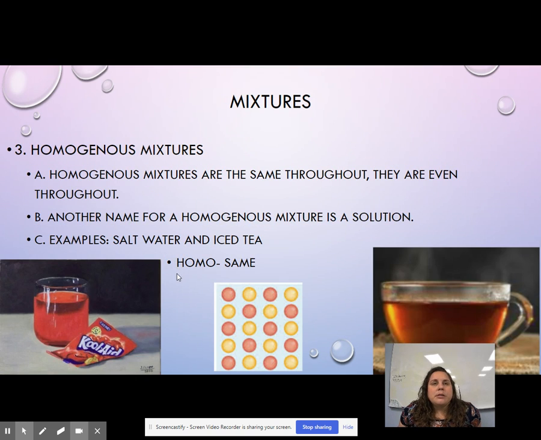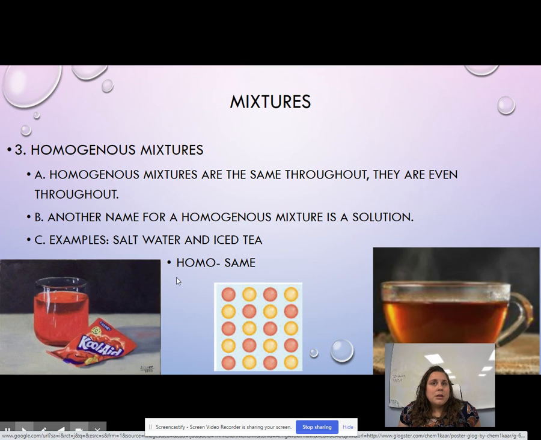First, we have homogeneous mixtures. Homogeneous mixtures are the same throughout. They're even throughout. You cannot tell the different pieces. Another name for a homogeneous mixture is a solution. So we have examples of salt water and iced tea. Kool-Aid is another example. Homo means same. So if you look at the glass of Kool-Aid, it's the same throughout. You can't pick out the pieces. Here's tea. You can't pick out the pieces of the tea.